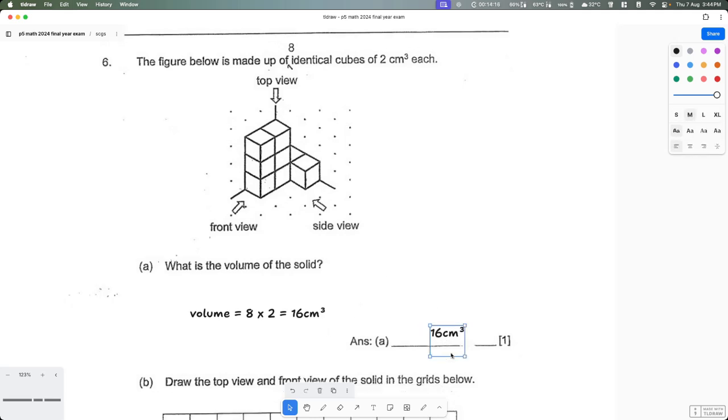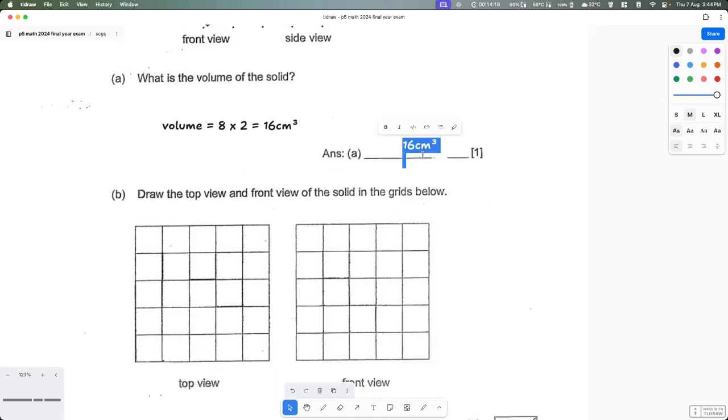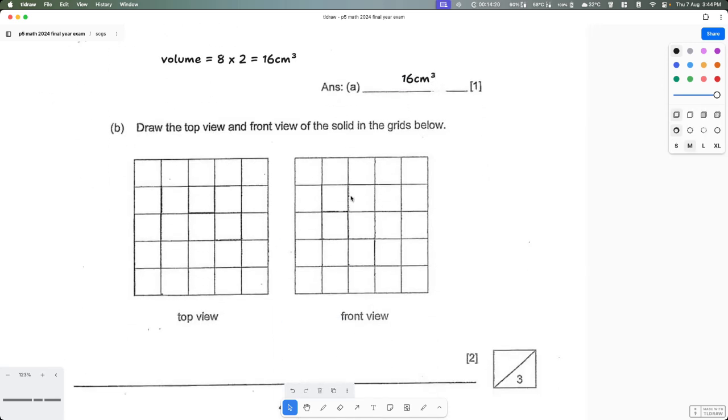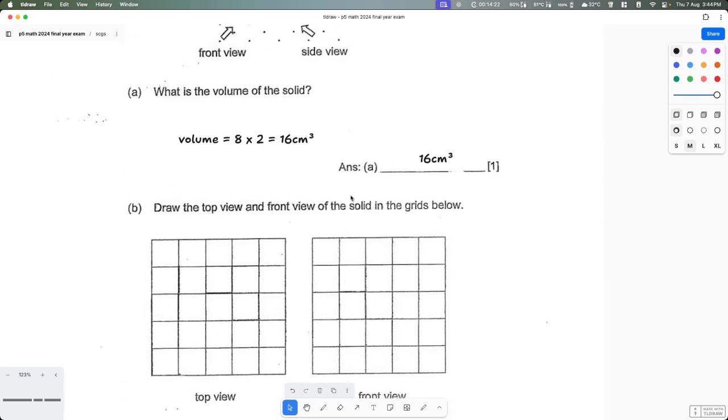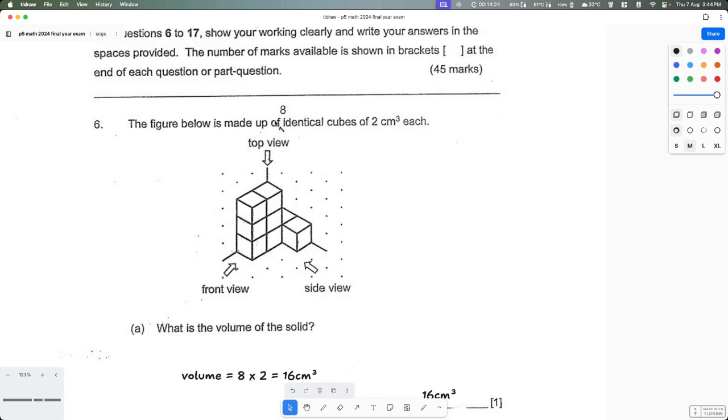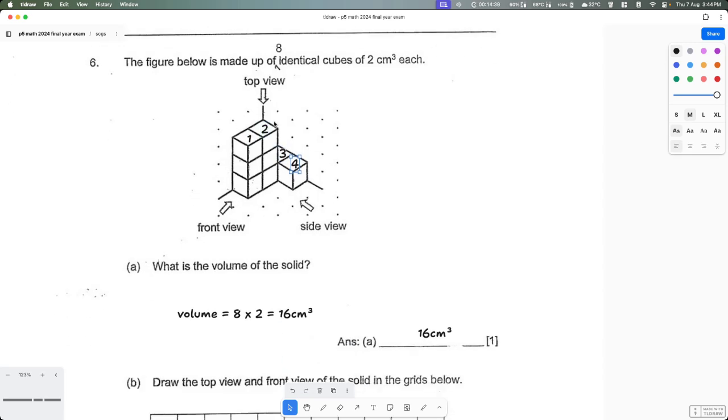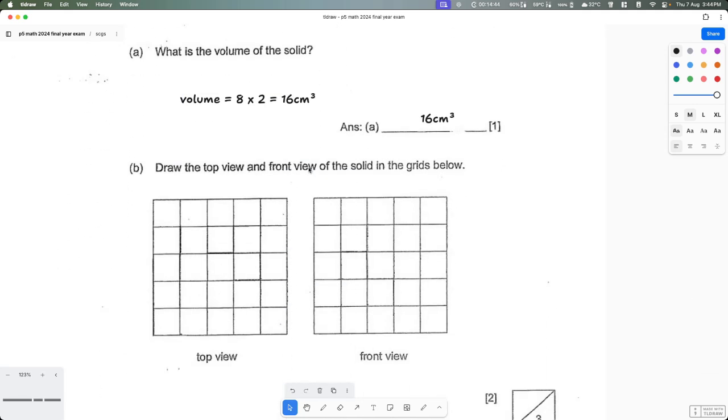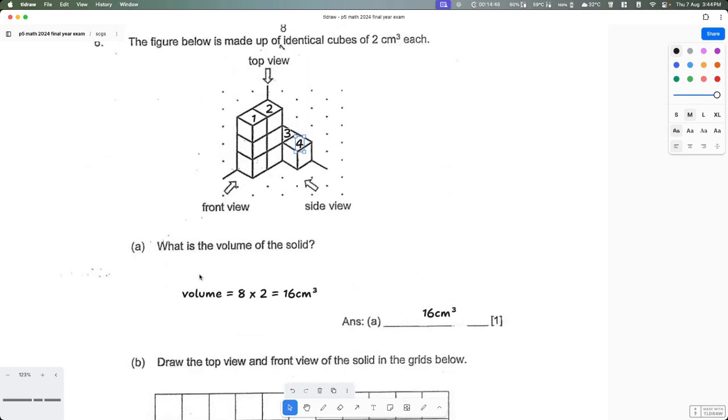Next, draw the top view and the front view of the solid in the grids below. You see the top view over here, so I'll just number them 1, 2, 3, and then 4. So 1, 2, 3, 4. It'll be 3 and then 4, just 1. So it'll be the top view.